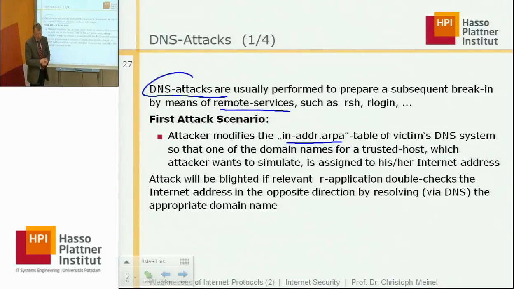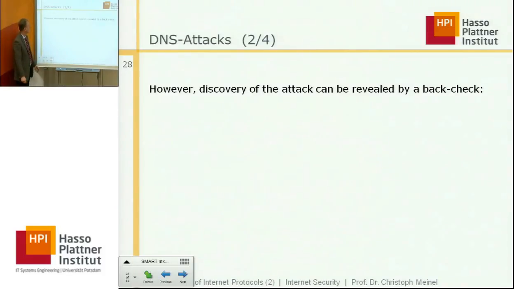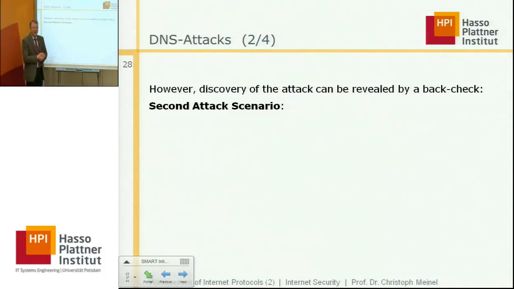This attack will be blocked if relevant remote application services double check the internet address in the opposite direction. So by not only resolving the domain name to an internet address, but also asking what the domain name for this internet address is, performing this double check. If the domain name shows the wrong IP address, and you send back the IP address, then you do not get a match in the other direction. However, even this is not enough. So the discovery of the attack can be revealed by a back check.